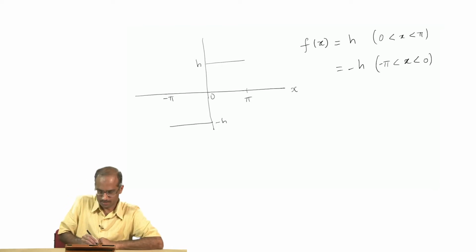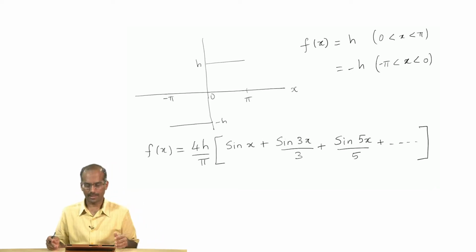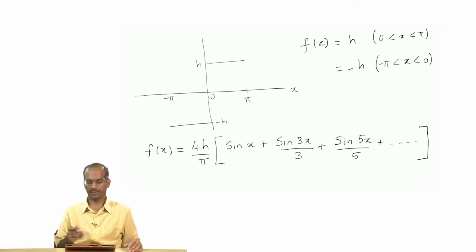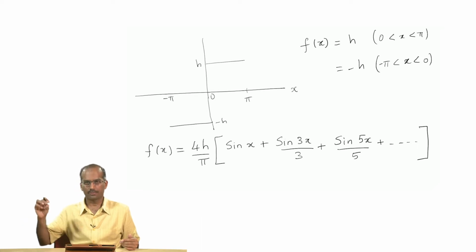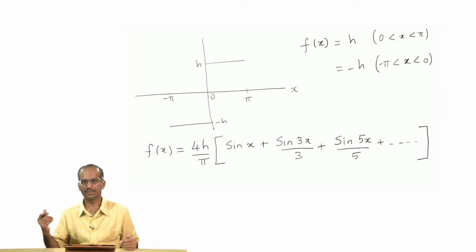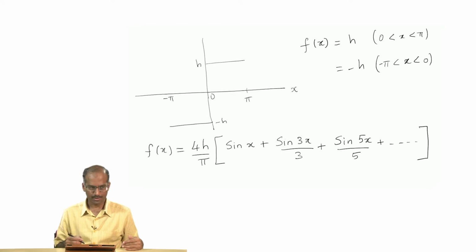Let us recall the result again. f of x has this common factor 4h by pi, and if you take that out, then it is a series of sine functions. And as I pointed out when we first derived this, you will see that the denominator is actually increasing, it is 1, 3, 5, 7 and so on. So the contribution of the terms with higher frequencies is getting lesser and lesser.